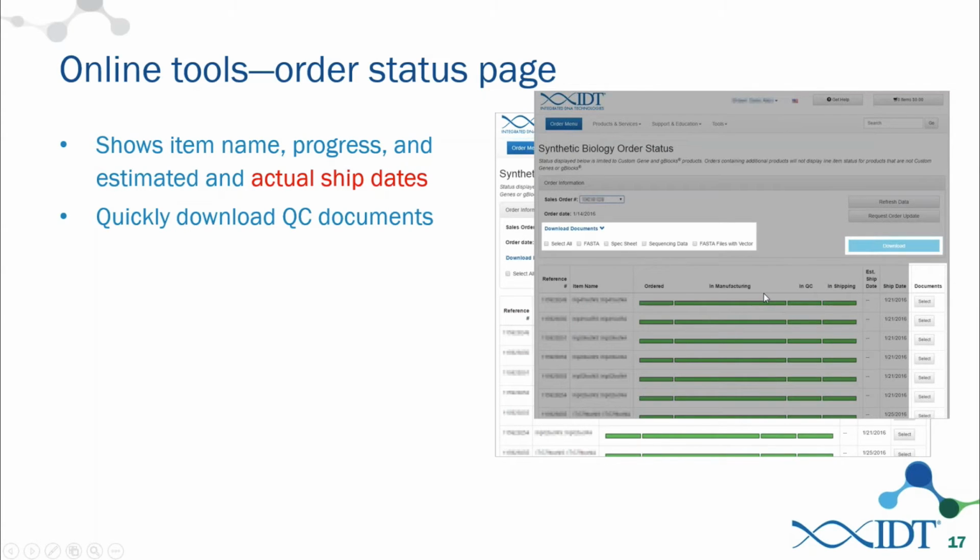In the cases where we do run into problems with something and we have to take a step backwards in manufacturing, this estimated ship date takes that into account and adjusts the shipping date backwards. So it gives you the most accurate estimate that we can give you on the time that you're going to receive the item. We know we can't always anticipate every single problem in custom DNA synthesis, but our goal here is to make it as transparent as possible so that you can predict and plan around when you're going to receive your items.